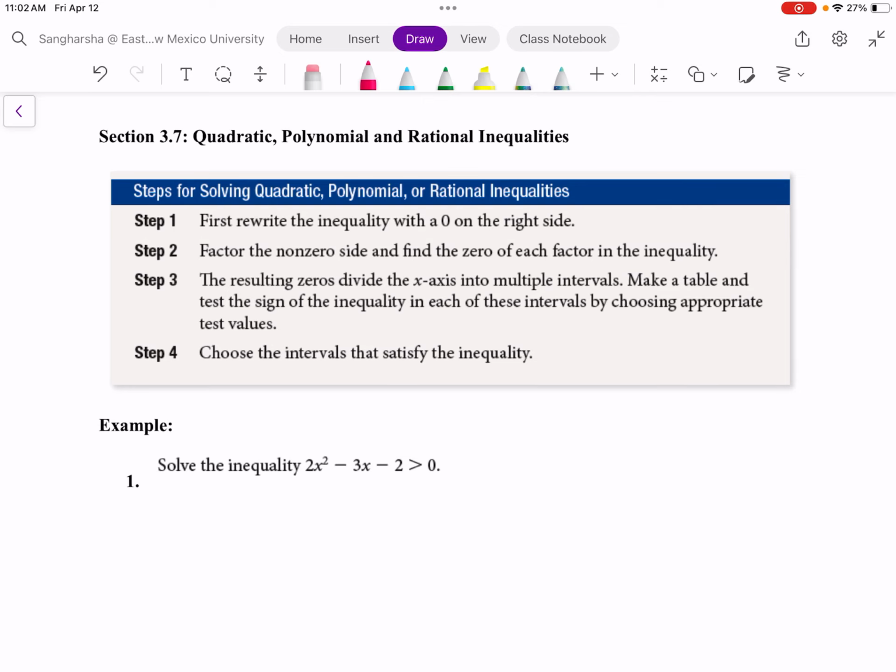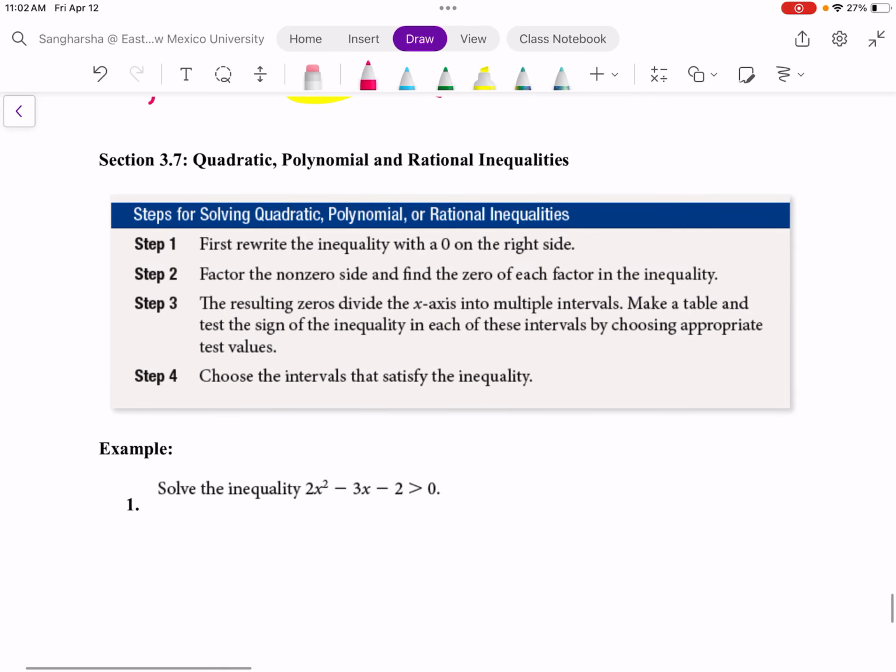So in section 3.7, we will solve quadratic, polynomial, or rational inequalities. Inequalities means we have been solving the equation. We did solve our polynomial equation. We did solve the quadratic equation. And we did solve rational equation. Now we are solving the inequalities.